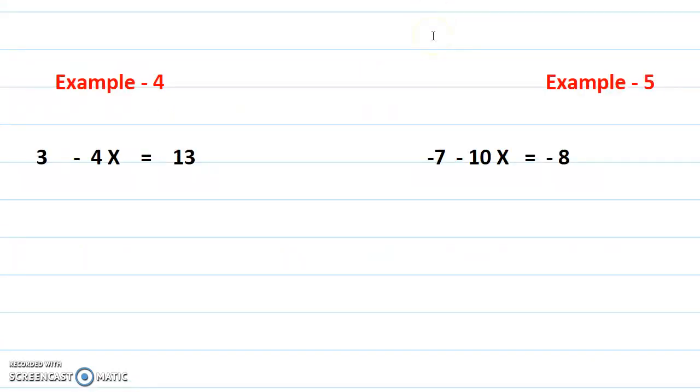And here is 3 minus 4x is equal to 13. So you can pause the video and just try this question. If you have any problem, then we can go over it with the solutions. So pause the video, please. Welcome back. I hope you must have tried the question. Can you check your working against my working?